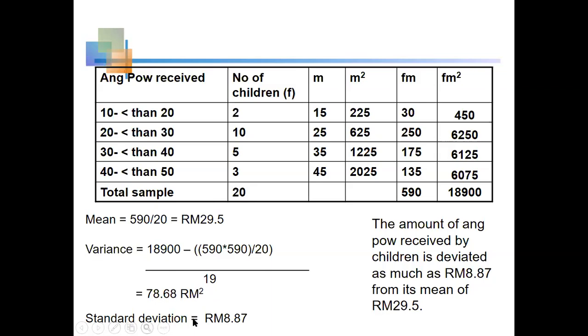Then for standard deviation, you need to square root the variance. Square root the variance, and it will give you the answer for standard deviation. So after you square root 78.68, your answer will be 8.87. So the amount of ang pao received by the children is spread by 8.87. The dispersion of the data is 8.87 from its mean of 29.5.